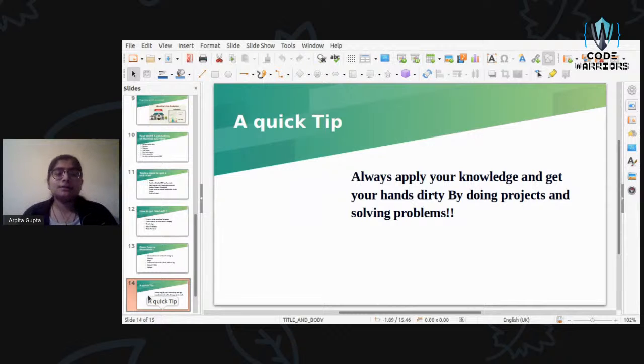And I just have a quick tip for everybody. Always apply your knowledge and get your hands dirty by doing projects and solving problems. No matter how much theory you learn now, that won't be up to the mark until you implement it. If you are not implementing stuff, you are really not progressing. I won't say drop all the theory, because there is a notion of mathematics behind machine learning if you want to learn. But once you're done with the basic theory, you just need to get along and start implementing stuff.